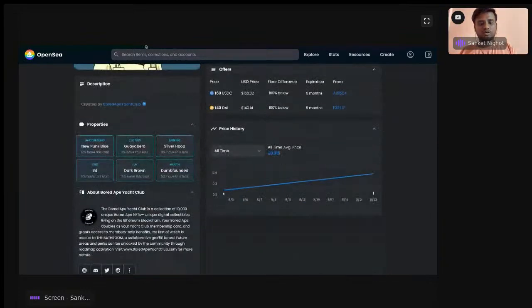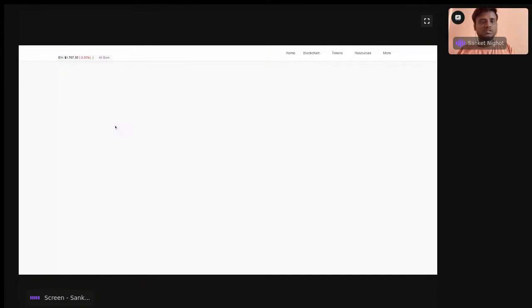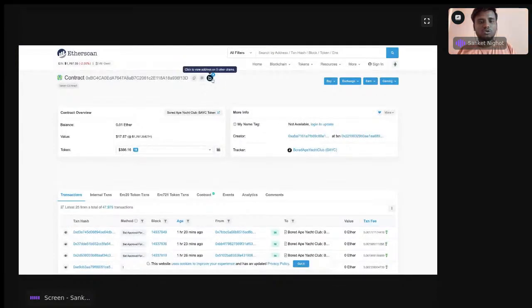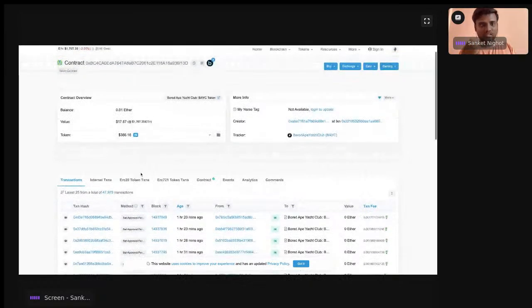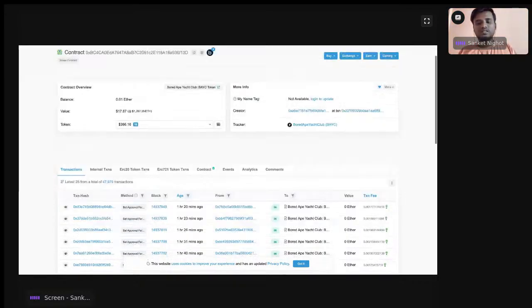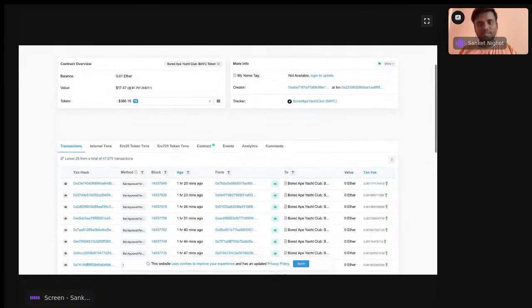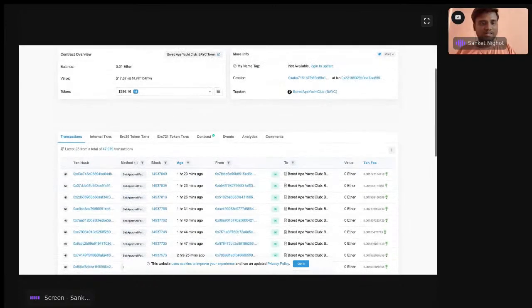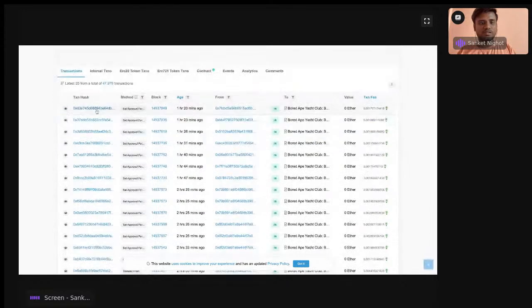And yes, I was showing you the smart contract explorer. This contract belongs to Bored Ape Yacht Club's NFT tokens. The balance inside the smart contract is 0.01. But the ones who hold the NFTs have earned a lot from them. So these are the transactions happening on this project.